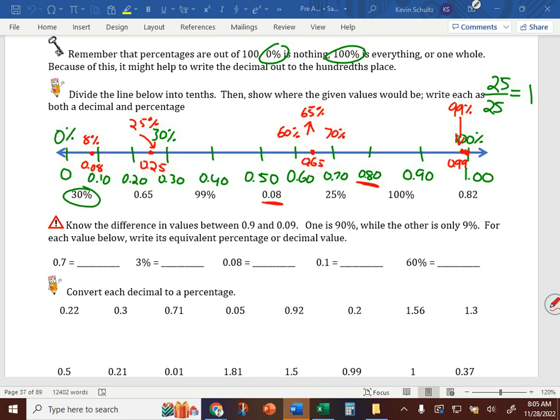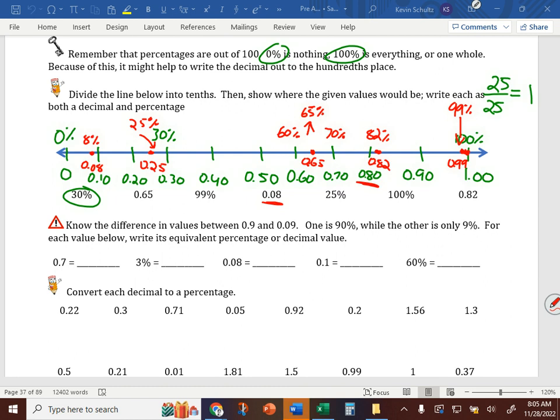And 0.82, what's that going to fall between? Gregory? Yeah, I mean closer to 0.8 than a 0.9. 0.82, and that's going to be 82%. Okay?